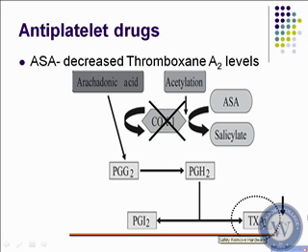Now, what are the antiplatelet drugs? What do they actually do? You need to know as part of your pharmacology. Aspirin basically decreases thromboxane A2 levels, okay? And thromboxane, of course, helps the clotting cascade take place. The way aspirin basically works is it inhibits COX-1 from converting PGG2 to PGH2, which then inhibits the thromboxane formation.